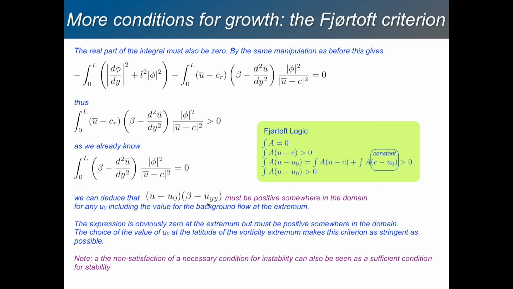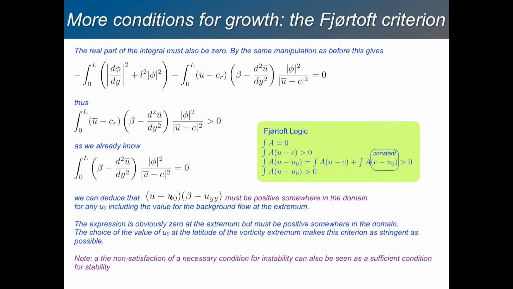So if we're saying it's got to be negative somewhere, that's just a weaker version of saying it's got to change sign. Let's say we pick u naught very, very big and negative. Well, this has got to be positive somewhere. Again, it's got to have a sign somewhere, which is just a weaker way of saying it's got to have both signs. So large values of u naught add nothing to the Rayleigh criterion.